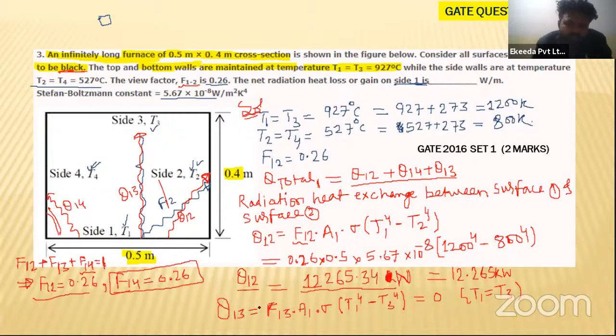So you will see that Q14 will also be equal to this value, that is nothing but 12.26 kilowatt, my dear students. So the net radiation heat exchange will be nothing but 12.26 plus 12.26, and this will become equal to 24.5 kilowatt. But he is asking in watt, so you have to write 24,530.6 watt. So this will be your answer, my dear students.